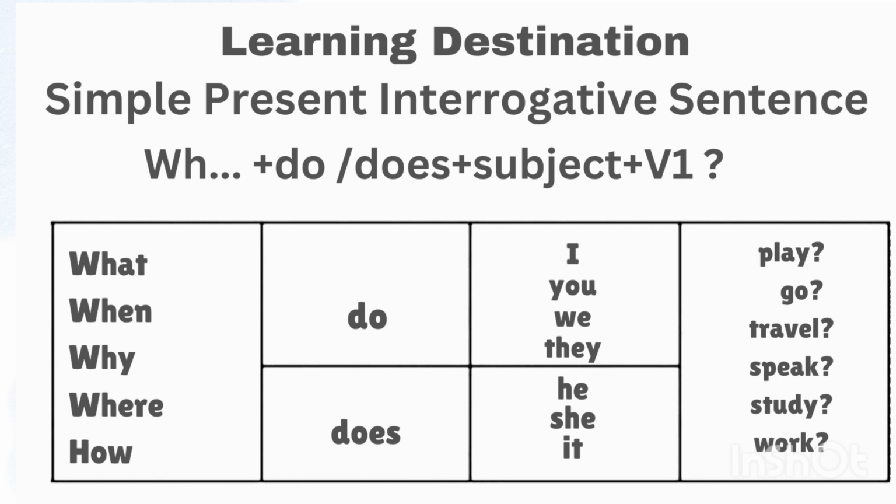When does my sister go? Why does my sister go? Where does my sister go? How does my sister go? Similarly, we can use different relations like my mother, my aunt. Okay?